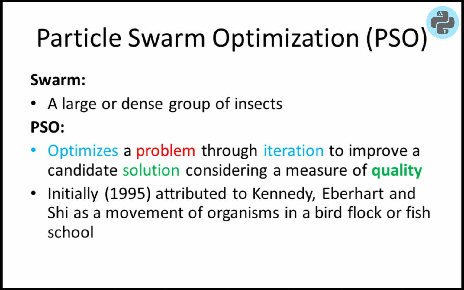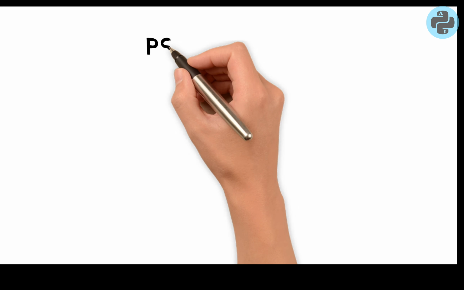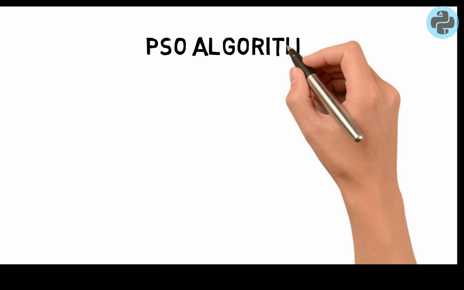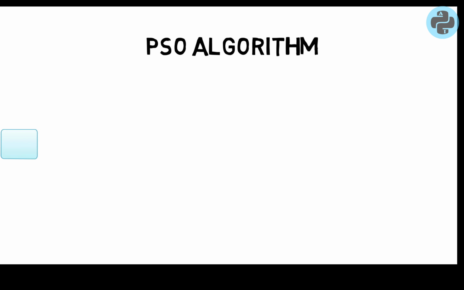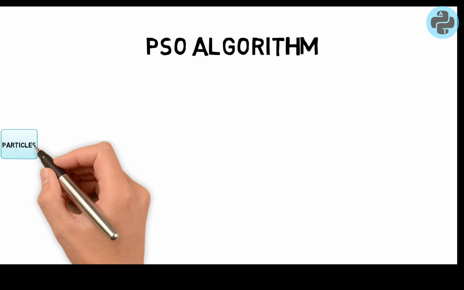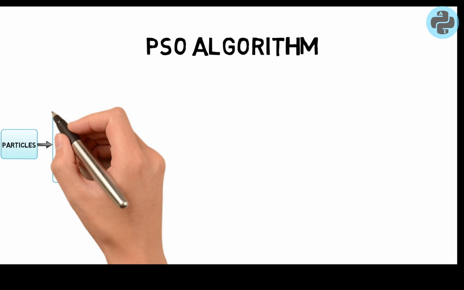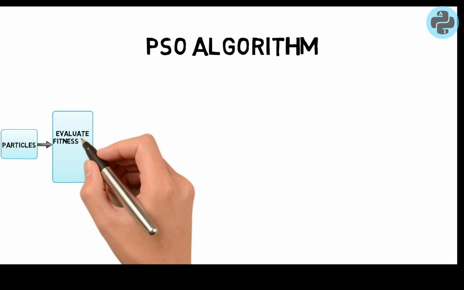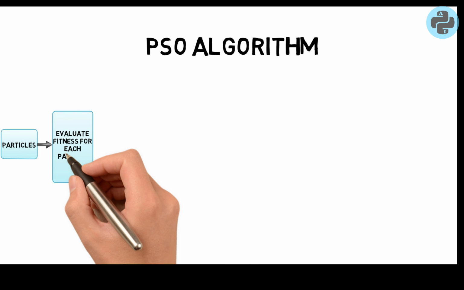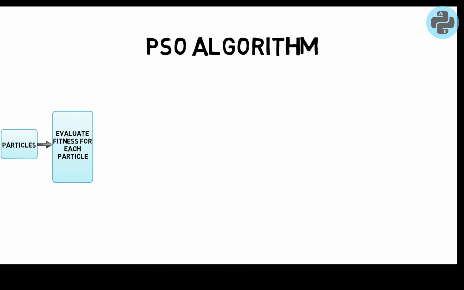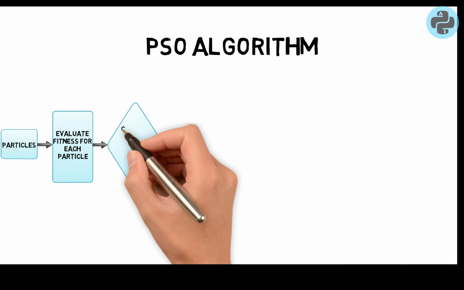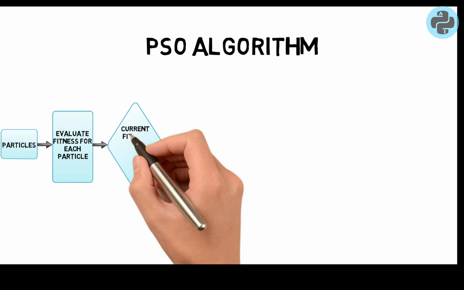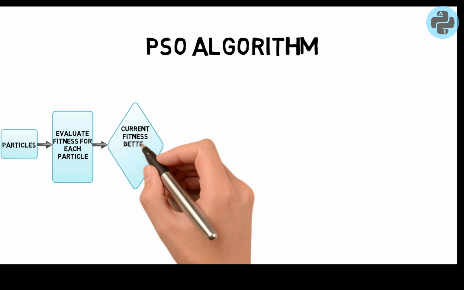PSO is originally attributed to Kennedy, Eberhart and Shi. It was first intended for simulating social behavior as a stylized representation of the movement of organisms in a bird flock or fish school. At first, we initialize the particles. Next, we calculate the fitness values for each particle using a fitness or cost function. The fitness is commonly the difference between the target value and the current value.